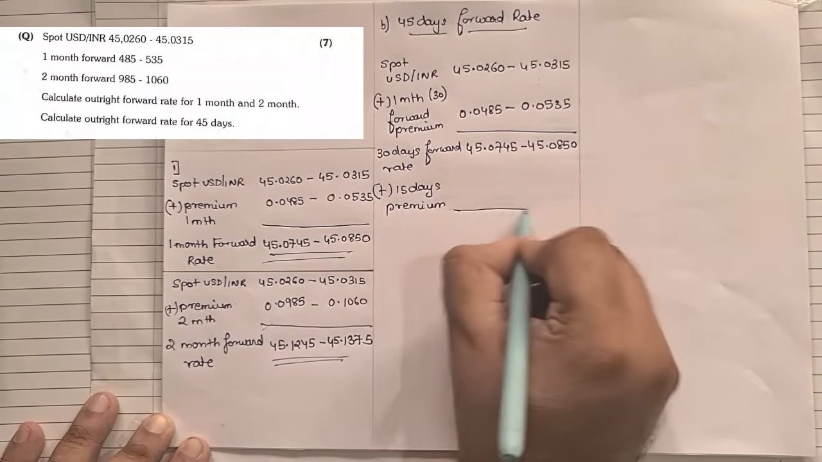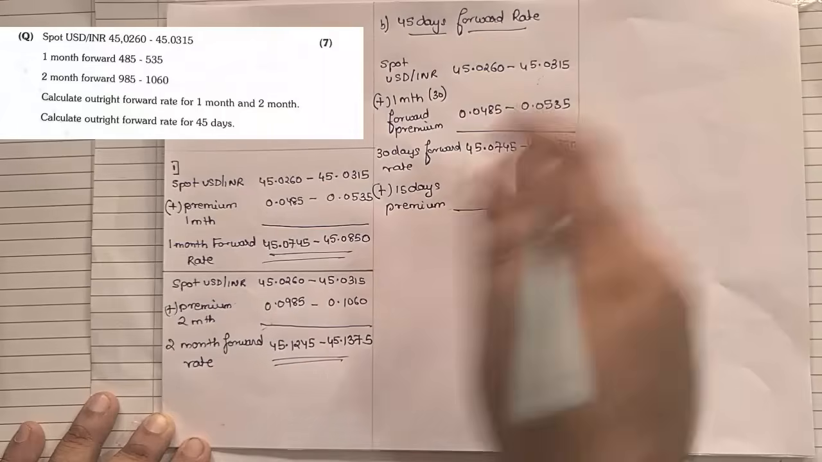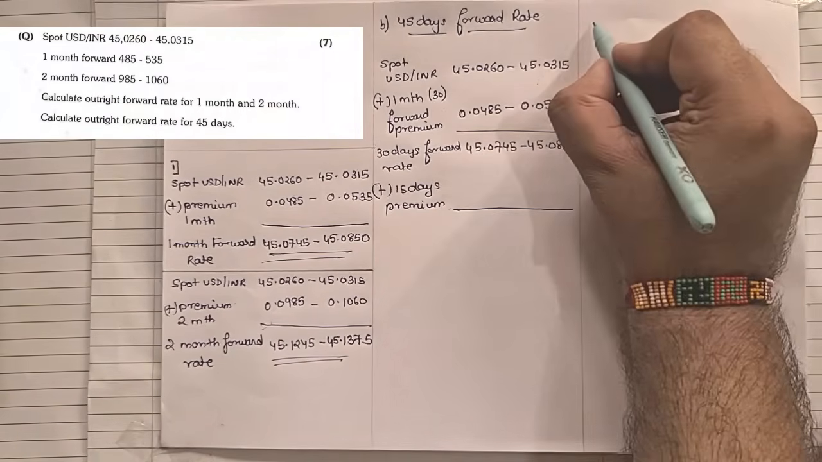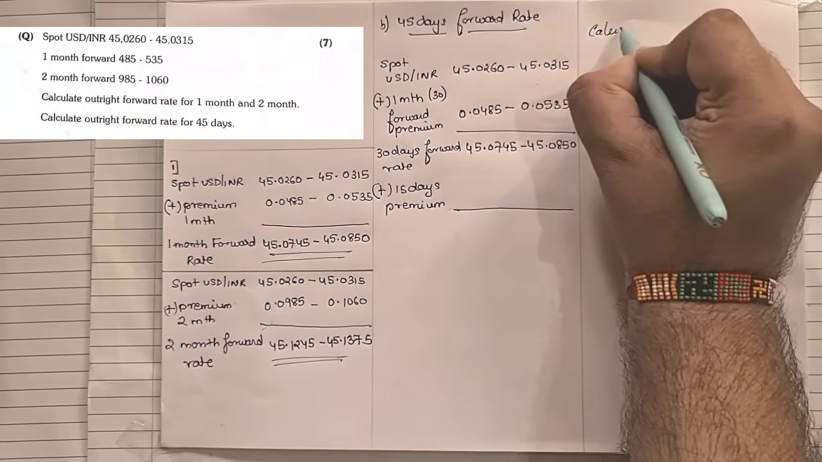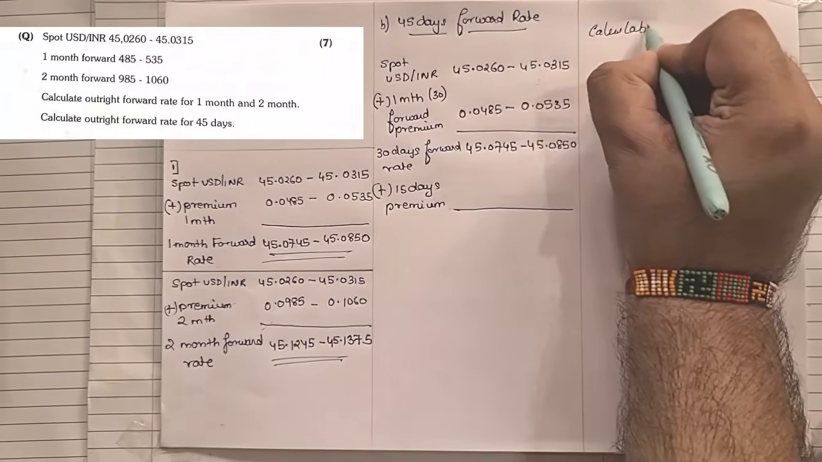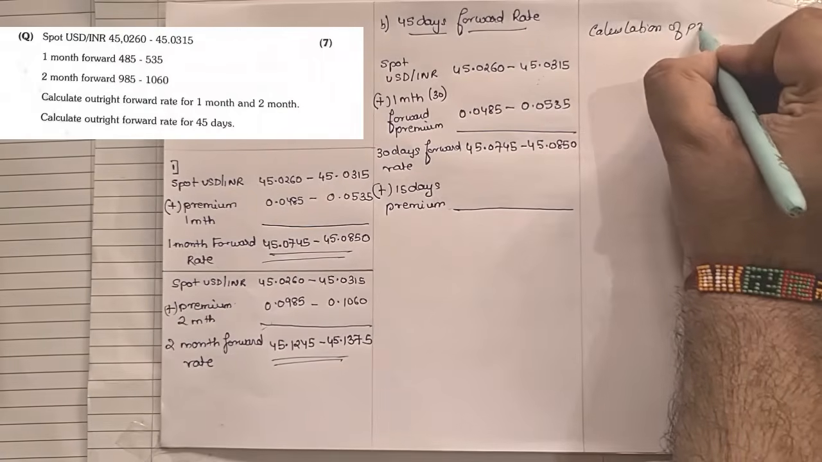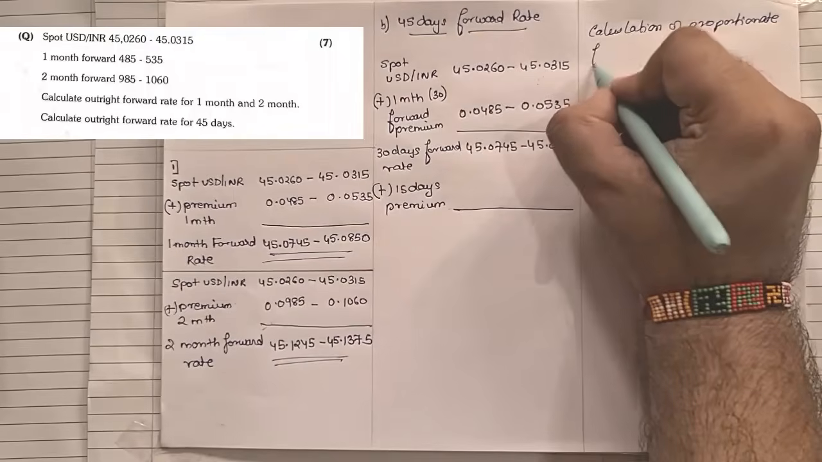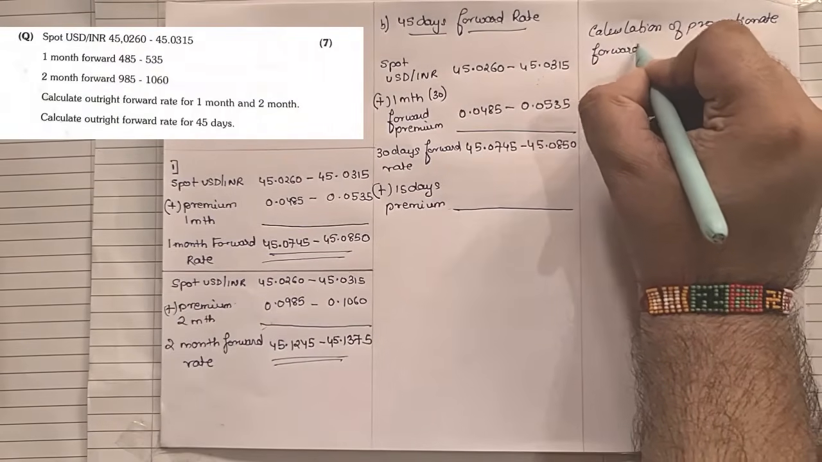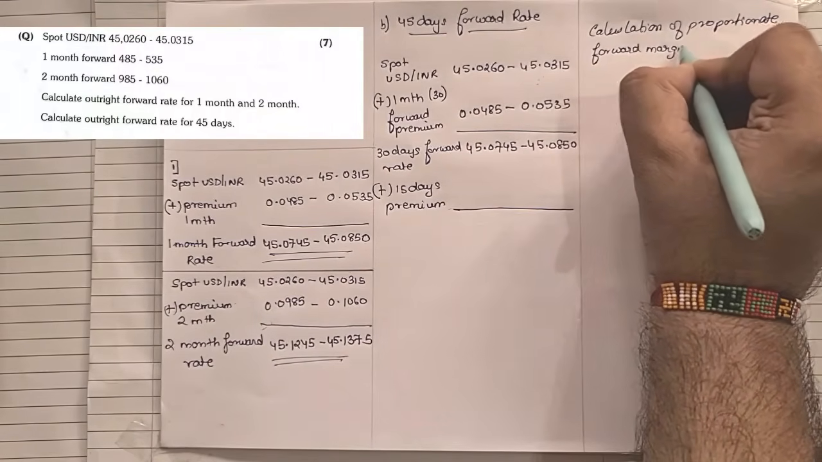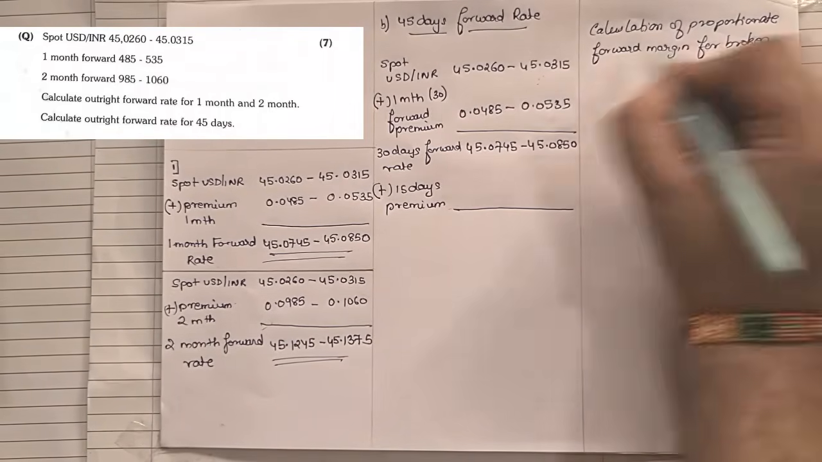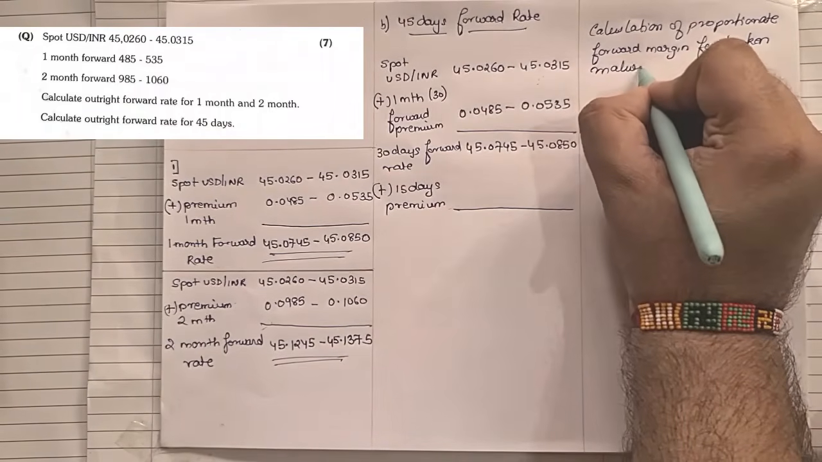So how to calculate that premium? For that we'll have to use the proportionate formula. So let us note it down here. I'll write here: calculation of proportionate forward margin for broken maturity period.